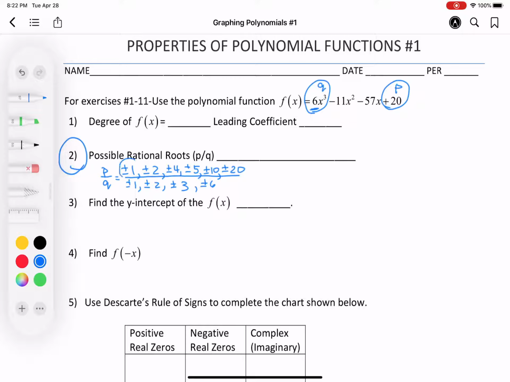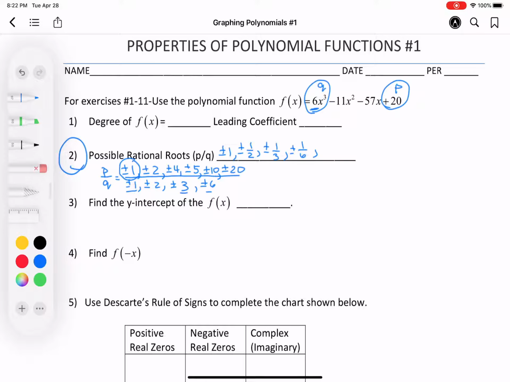So I'm going to start with 1. So I'm going to do 1 divided by 1, which is just 1. Then 1 divided by 2, which is a half. 1 divided by 3, which is a third. Plus or minus, it can be positive or negative. 1 over 6 is plus or minus 1 over 6.